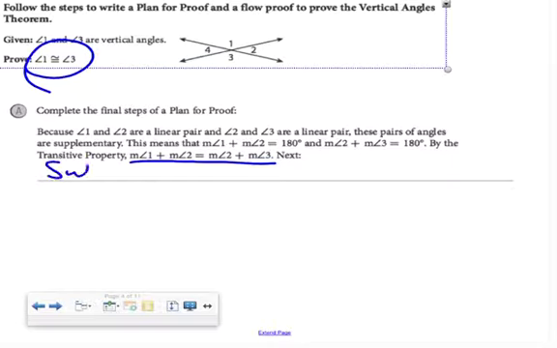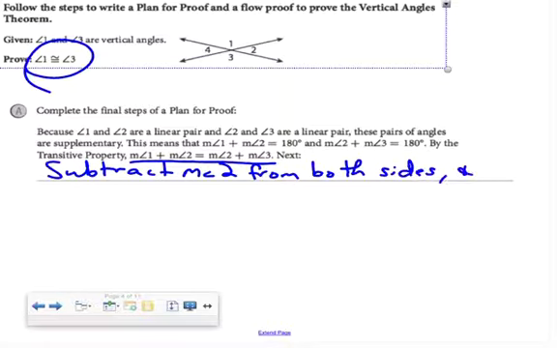But algebraically, since the measure of angle 2 is on both sides of the equation, we can subtract the measure of angle 2 from both sides, and then use the definition of congruent. Okay, so we've planned out the proof. Now let's actually complete the proof.